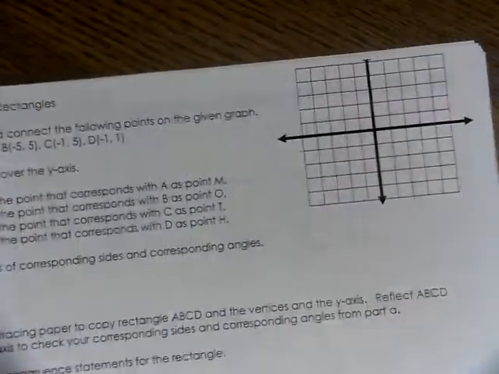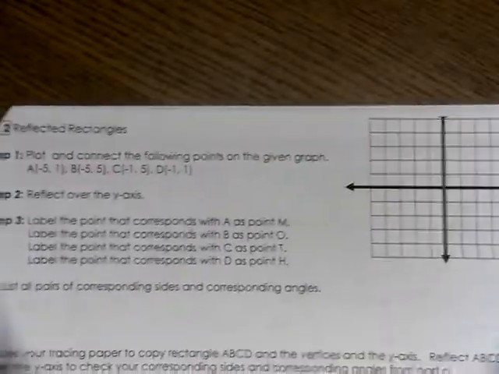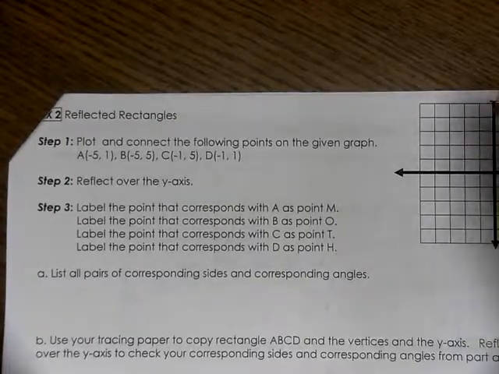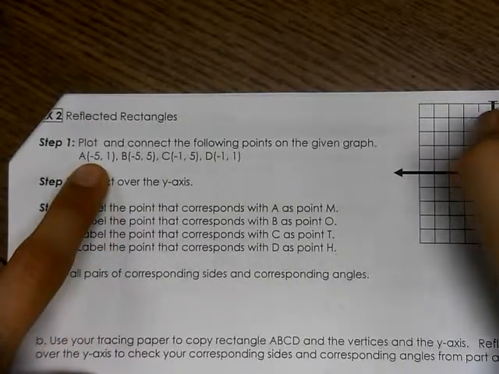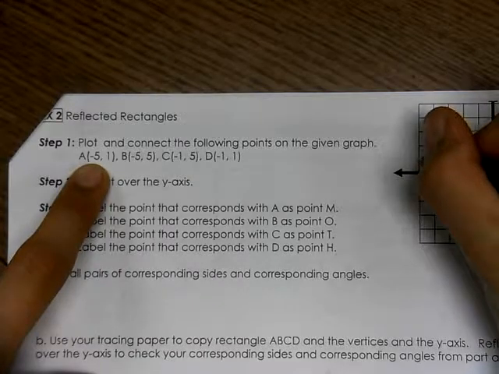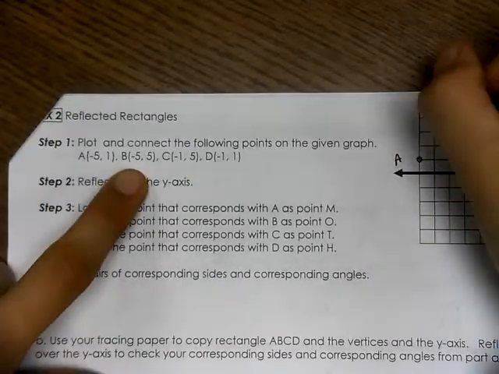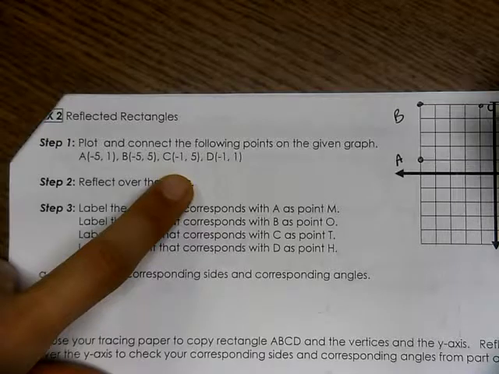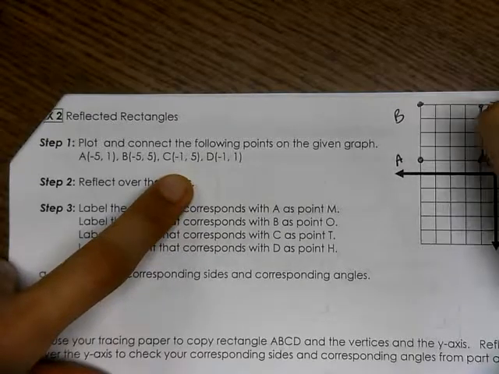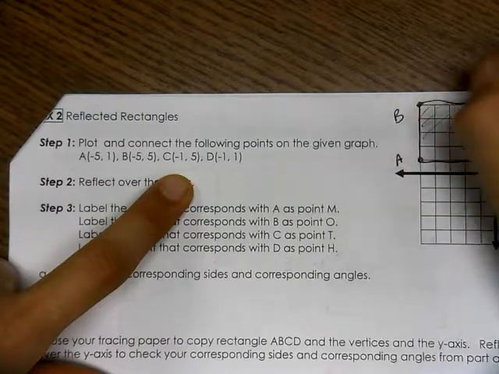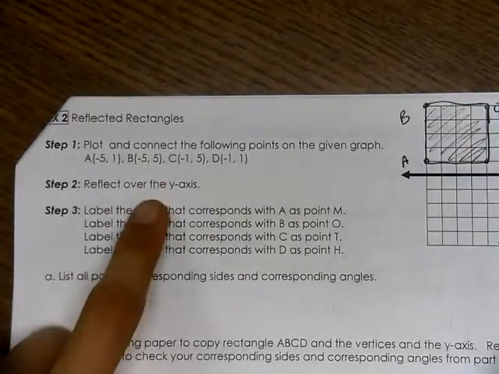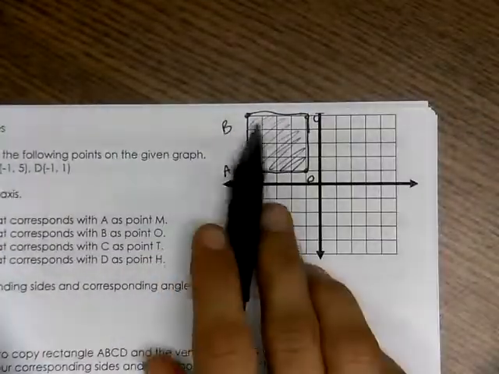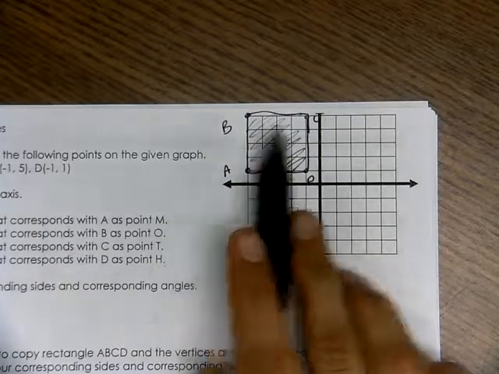So on the next page, we're going to do a reflection. So if I go ahead and plot ABCD, and that's a square, then we're going to reflect it. A is at -5, 1. B is at -5, 5. That's all the way up here. C's at -1, 5. And D's at -1, 1. So we have a square here. We're going to reflect this over the y-axis. So I'm going to draw it over here.